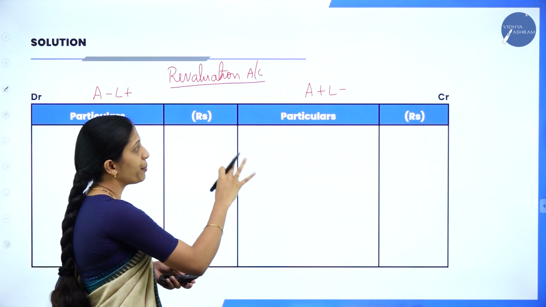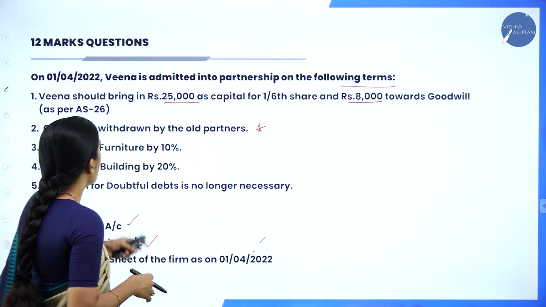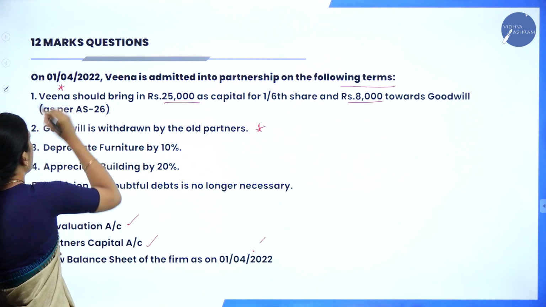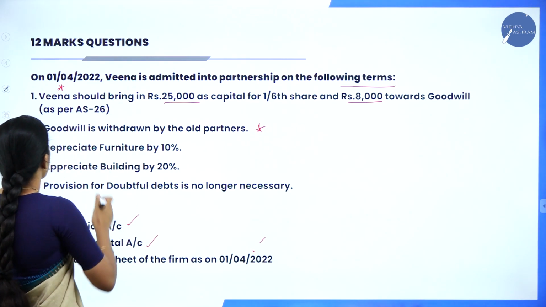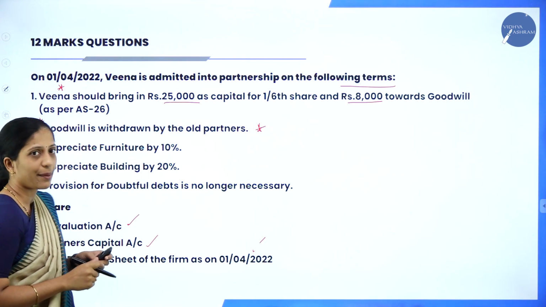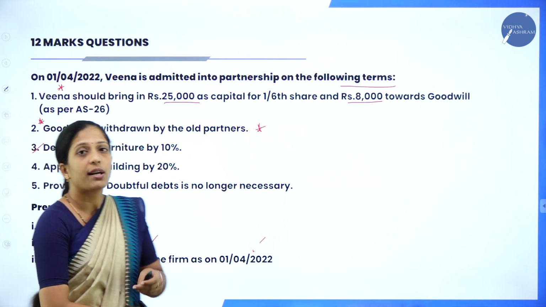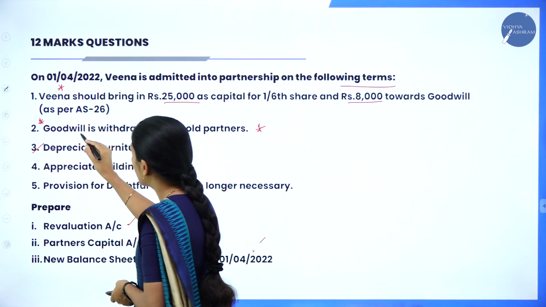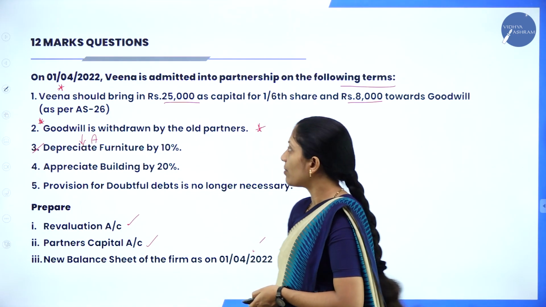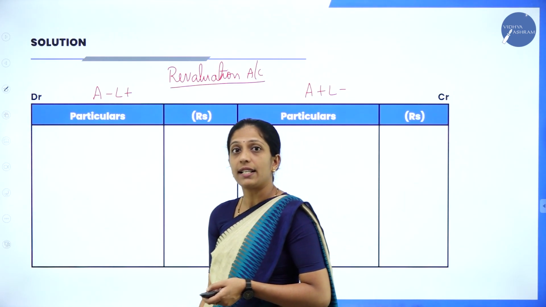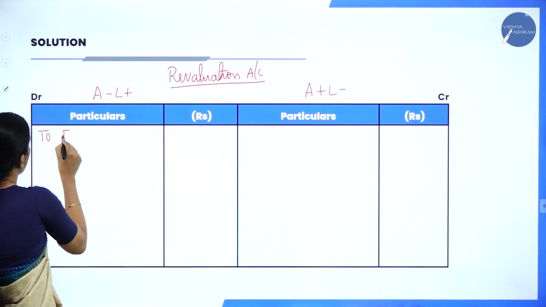Now, in order to prepare your revaluation account, what do you have to go through? You have to go through our adjustments. So the first adjustment will come where? In the partners' capital account, about the capital and goodwill. Next, second, goodwill is withdrawn. So this also comes under partners' capital account. Now go through the next adjustment, the third one. Depreciate furniture by 10%. Depreciation means what? Decrease. Furniture is an asset, so decrease in asset. Where do we record it in your revaluation account? Decrease in asset in the debit side, A minus. So to furniture account.